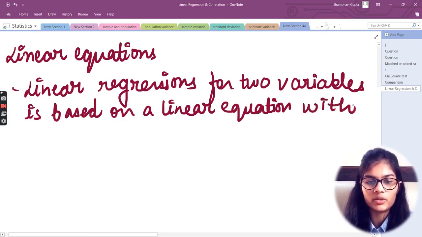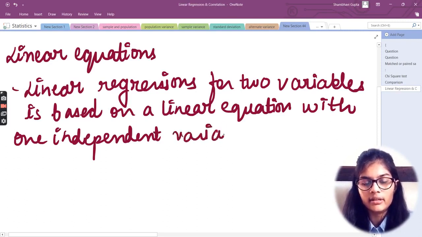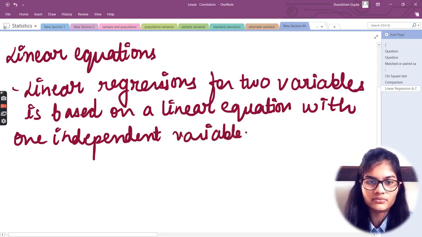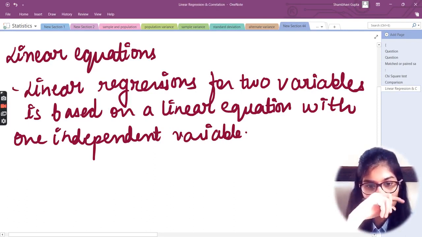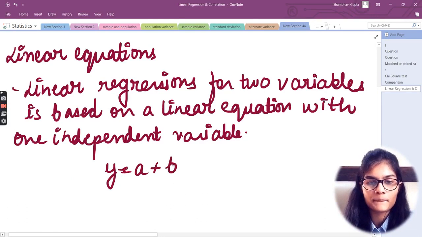It's based on a linear equation with one independent variable. Now the form we have for linear equations is y is equal to a plus bx. Y is equal to a plus bx. Hope many of you are familiar with this particular form as well.